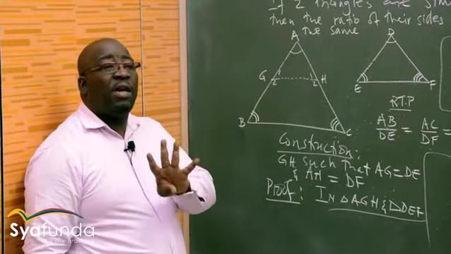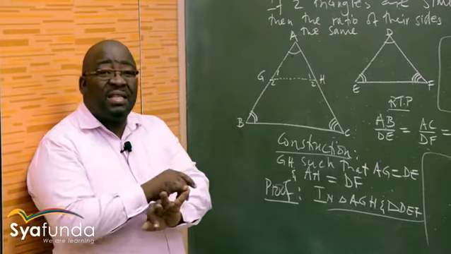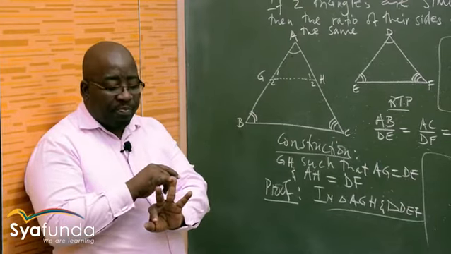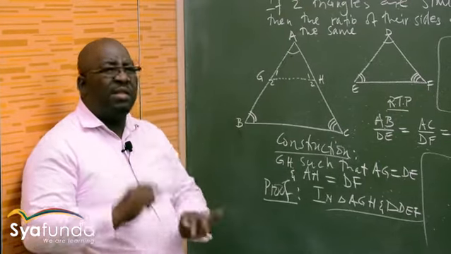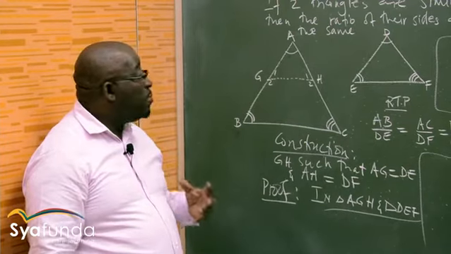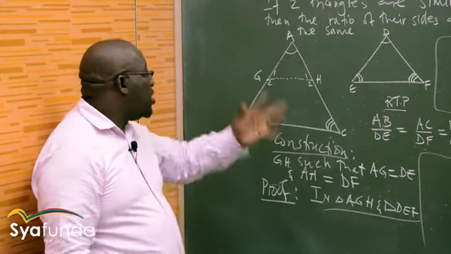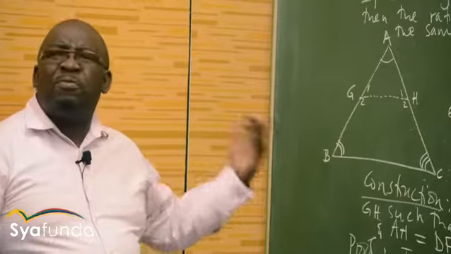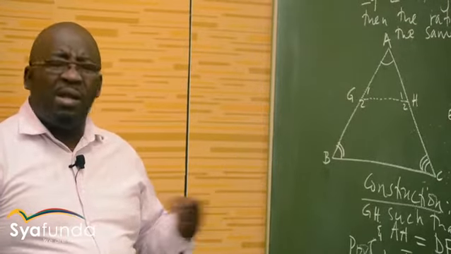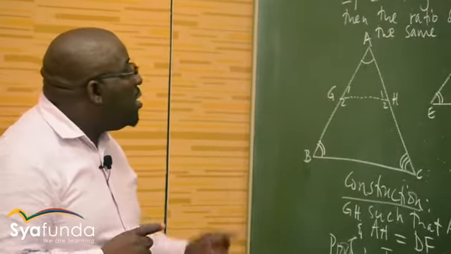Remember, there are only 4 cases of congruency: side, side, side; side, angle, side; angle, angle, side; and 90 degrees, hypotenuse, side. If we can prove one of those, then the 2 triangles will be congruent. Why do you have to prove that those 2 triangles are congruent? I'll tell you now. Let's move on.